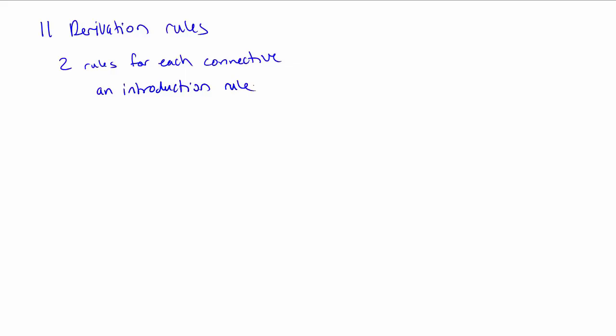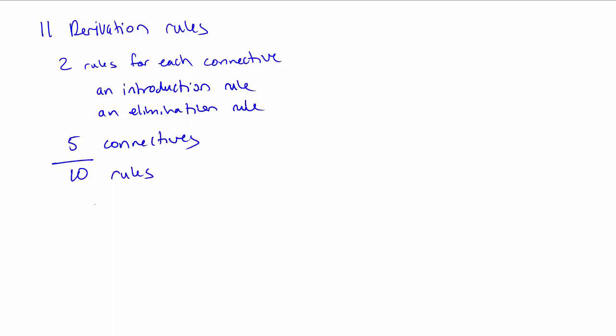In fact, there will be 11 derivation rules. We'll have 2 rules for each connective. An introduction rule, which allows us to generate sentences including that particular connective, and an elimination rule, which allows us to deal with, take apart, or eliminate sentences containing that particular connective. And since there are 5 connectives, we get 10 rules. And then there is an 11th rule called reiteration, which allows us to rewrite any line that we already have at some later point in the derivation. In fact, that's the first rule we'll introduce.